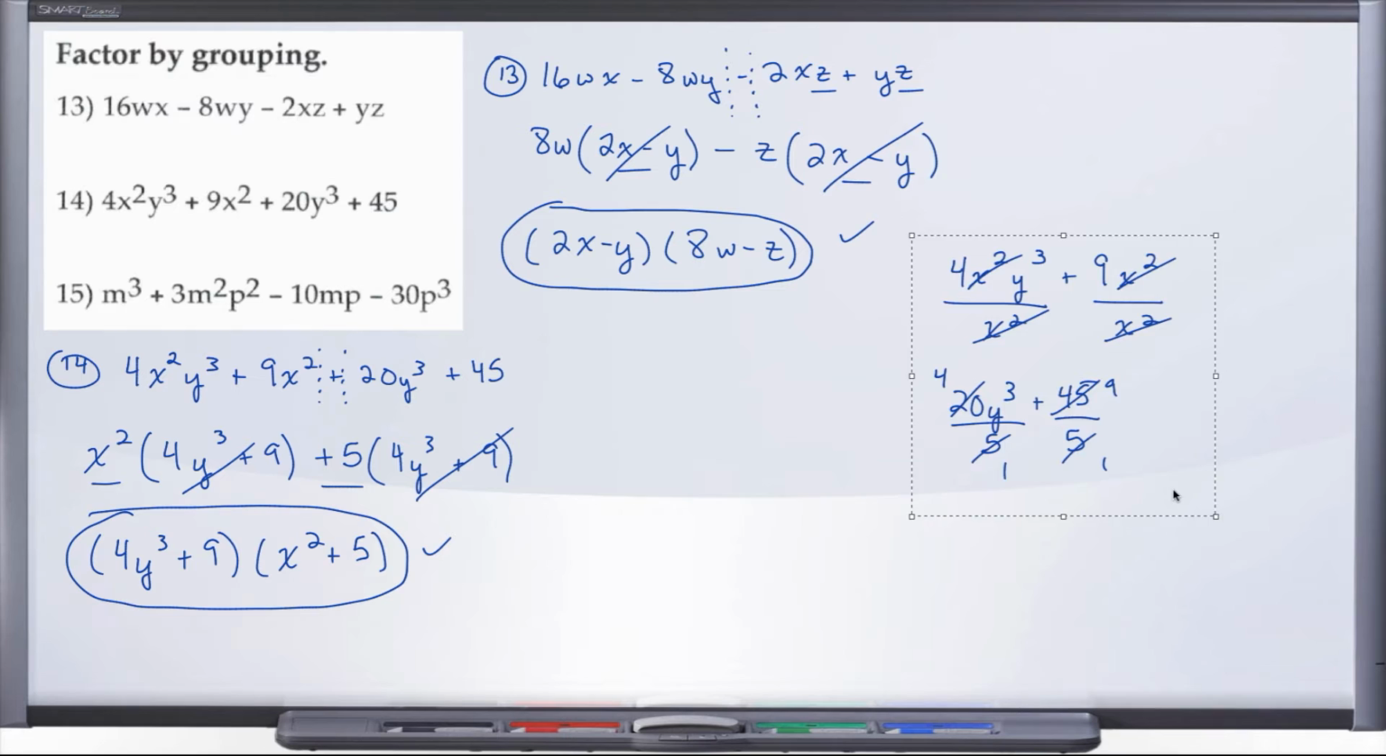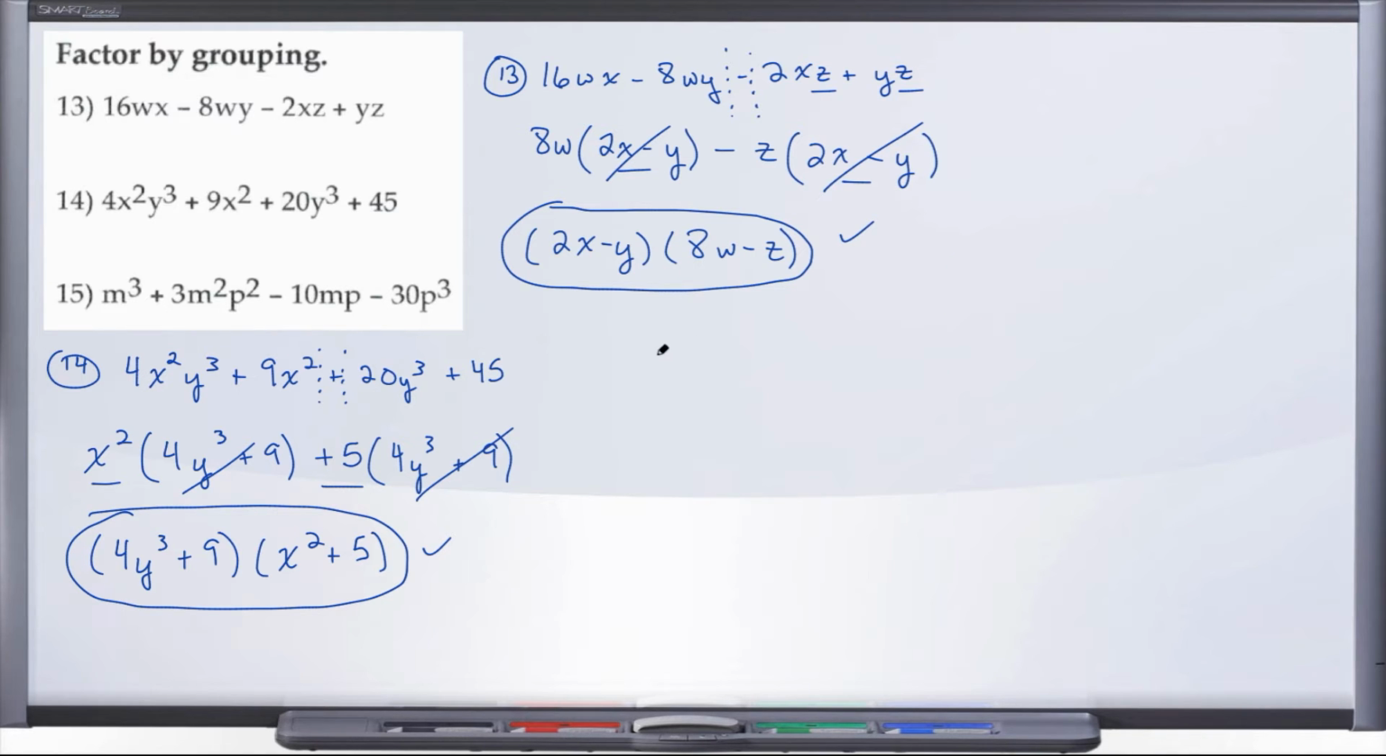All right, let me get rid of this here, give us some more room to work. And we'll take a look at number 15. Number 15, we have m cubed plus 3m squared p squared minus 10mp minus 30p cubed. Well, again, 1 term, 2 terms, 3 terms, 4 terms. So we are splitting this right down the middle, isolating that middle sign. And now let's take a look here on the left and see what's in common. Well, we have a 3 here, a coefficient, but we don't have anything here. So we're not going to be pulling out any numbers.